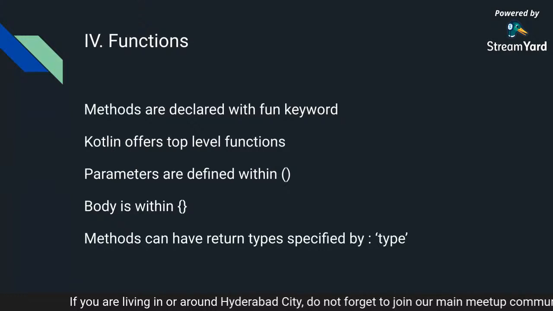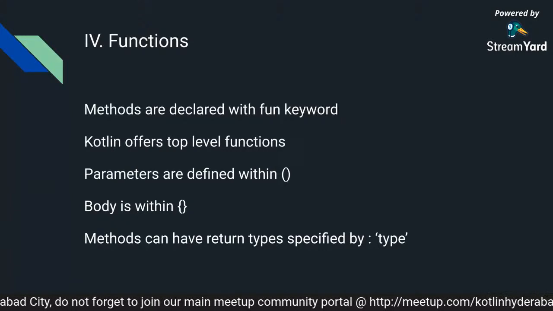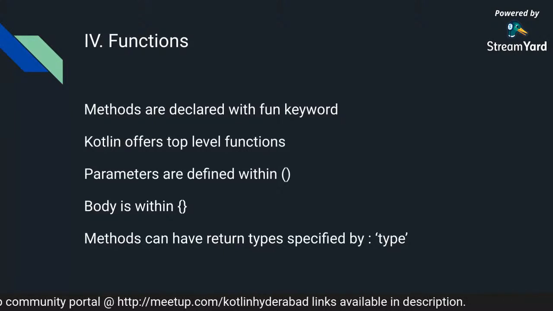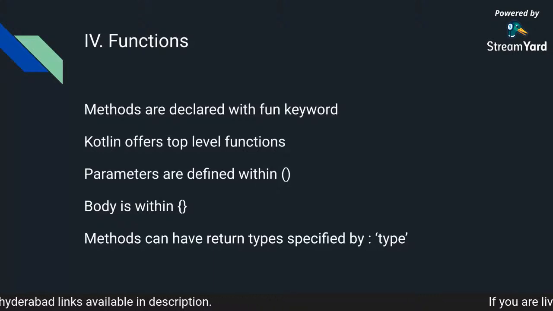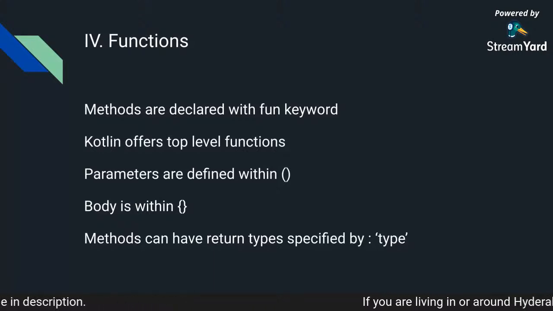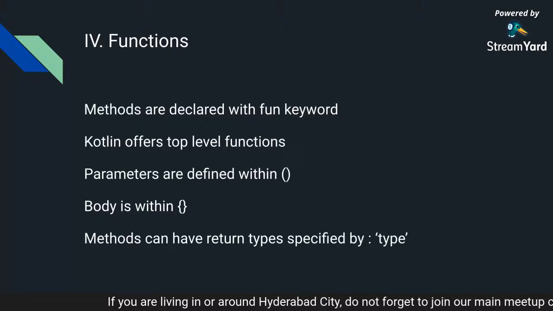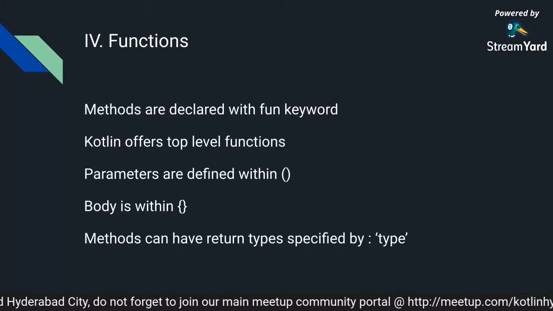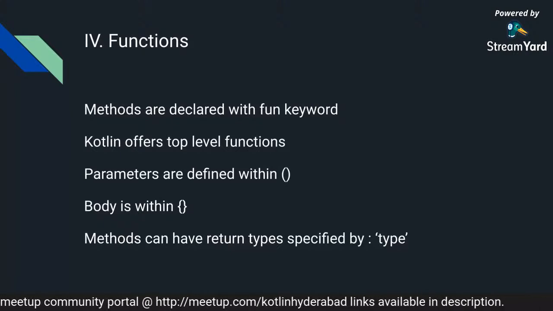And Kotlin offers top level functions. We will know what these top level functions are in a future slide. But if you want to declare just a method, then you have the parameters for the method that you define with round brackets, and the body is written with curly braces. So this is very basic function syntax that you can write. And then methods can have return types also, which are defined by a colon and then the type. We'll take a look at that in a much better way in the example.